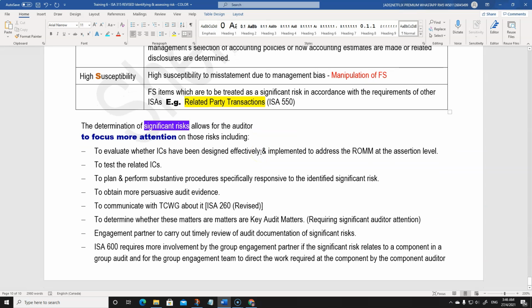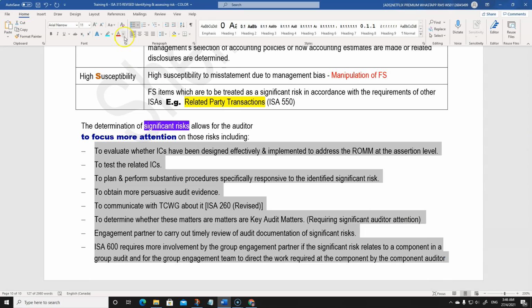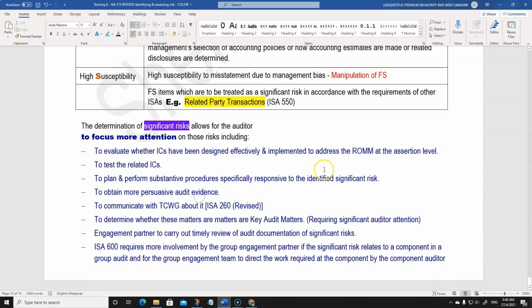So let's have a look at the definition of significant risk. Slight change from what we had before. It says here, determination of significant risk allows the auditor to focus more attention on the risks. So these are items that require more attention. Now the question is, what kind of attention? And you need to make sure that you're familiar with this. Under the previous standard, it was not defined. So now it has been defined. What is the meaning of more attention? Please read that by yourself. What this attention is. Are we okay? So we're done with ISA 315 revised 2019.